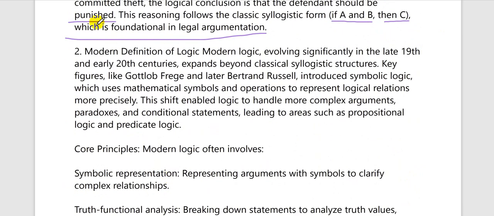Second, let's understand the modern definition of logic. Modern logic, evolving significantly in the late 19th and early 20th centuries, expanded beyond classical syllogistic structure. Key figures like Gottlob Frege and later Bertrand Russell introduced symbolic logic, which uses mathematical symbols and operations to represent logical relations. So the modern definition of logic is based on symbolic logic, and it evolved significantly in the 19th and 20th centuries.